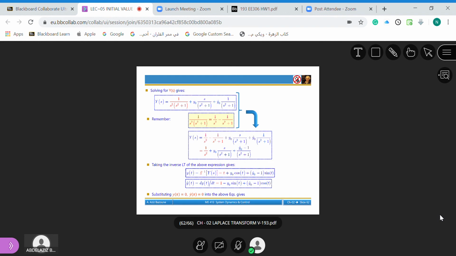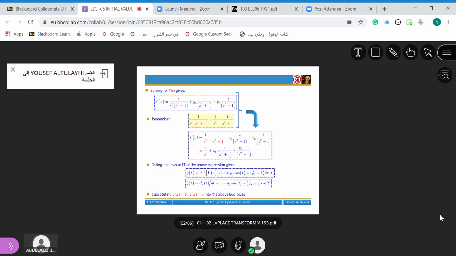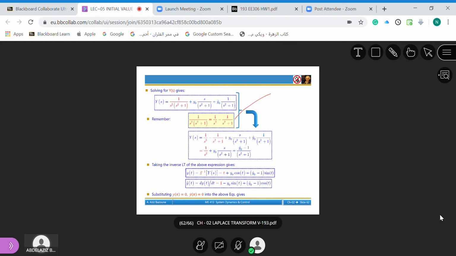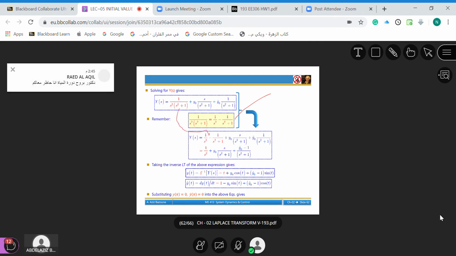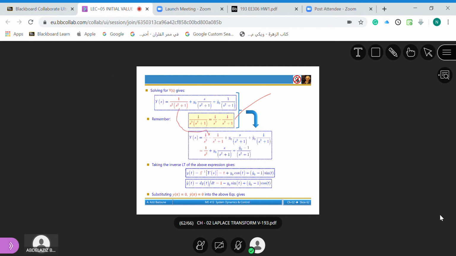We found Y of s to be like this: 1 over s squared times s squared plus 1, plus y0 times s over s squared plus 1, plus y dot 0 times 1 over s squared plus 1. You remember, guys, this exercise we solved it before. We found that 1 over s squared times s squared plus 1 will be this amount. So I will substitute this here, and then I will have y0 times s over s squared plus 1 plus y dot 0 over s squared plus 1.